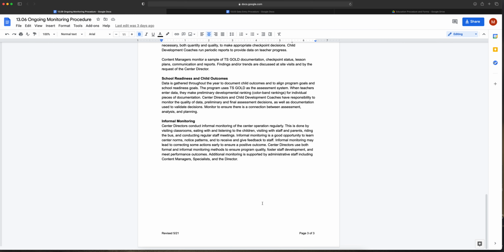Finally, we have a lot of informal monitoring procedures, and this can be just the center director stopping by to check in. This also includes things like regular staff meetings. Maybe you have a weekly check-in with your team that happens with your coach. This can happen through the administrative staff like content managers. Also, your specialist or the Head Start director can engage in this type of informal monitoring.